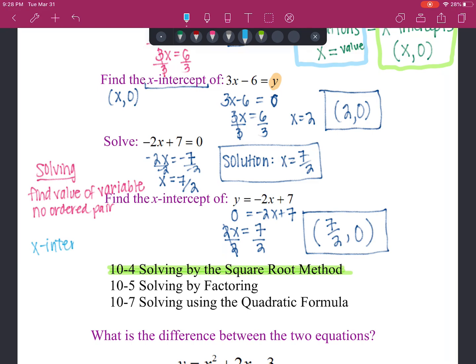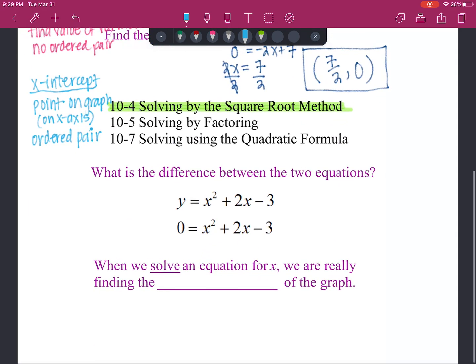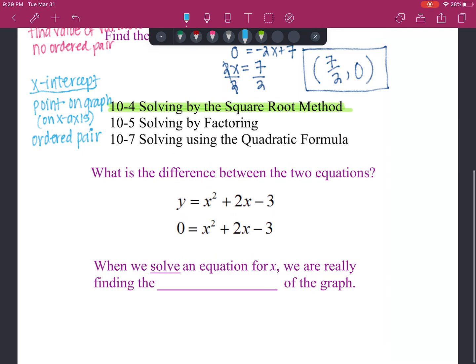However, when you find the x-intercept, so if they ask you to find the x-intercept, it's a point on the graph where the graph crosses the x-axis. So it's a point on the graph, specifically on the x-axis, and it is an ordered pair. So since it's a point, we give it as an ordered pair. So that's the difference between solving and finding the x-intercept.